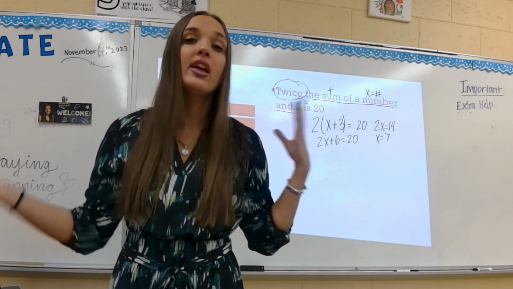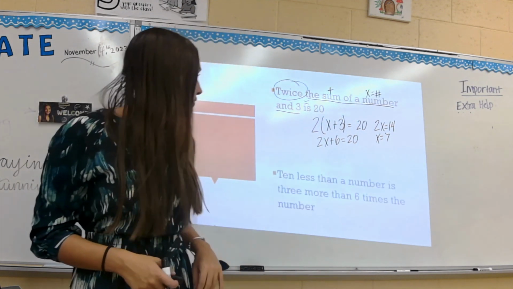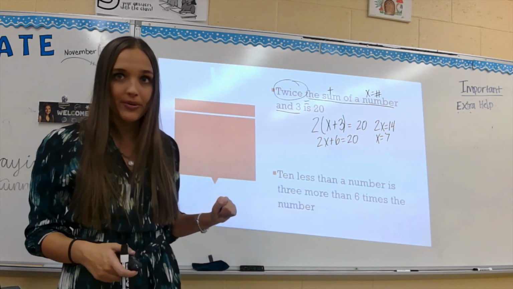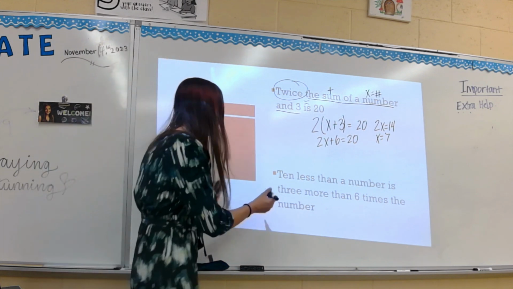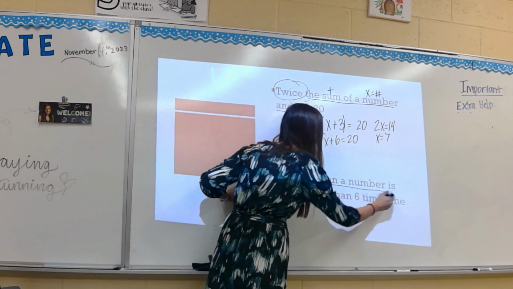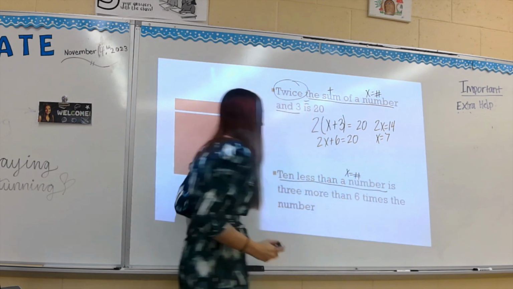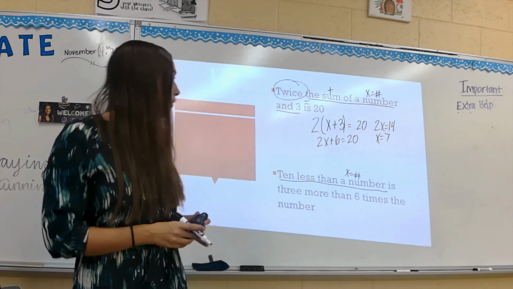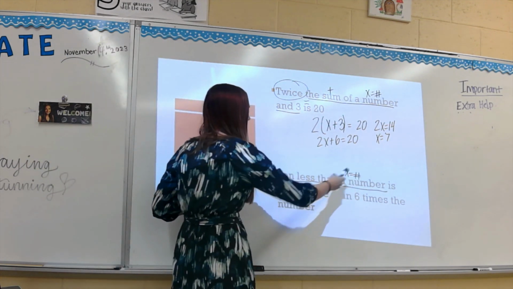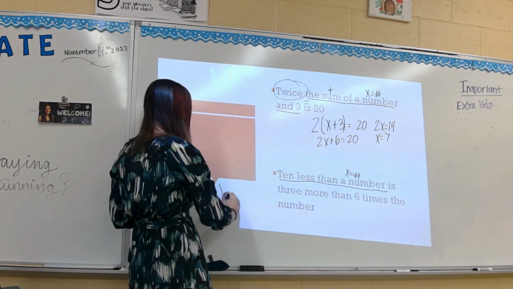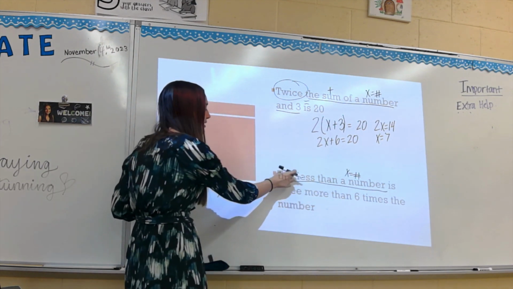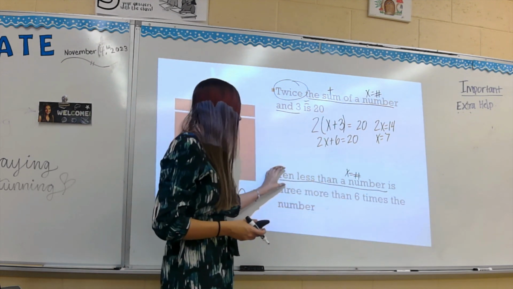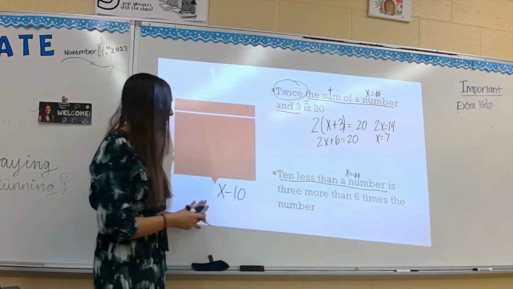Let's take a look at another one that includes some of our other vocab words. We have 10 less than a number is 3 more than 6 times the number. So once again, let's break it up. Let's start with the first portion. 10 less than a number. X is our number. So 10 less than a number. I told you, anytime you see the words less than, we're going to read from this way over. So we're going to say x minus 10. We're taking the 10 away from the number. So if you think of it as we have a number, we take the 10 and subtract it from there.